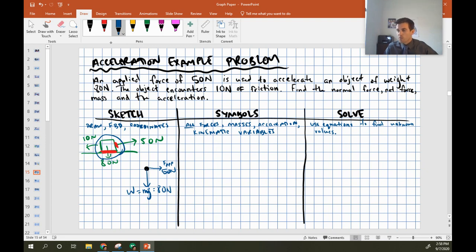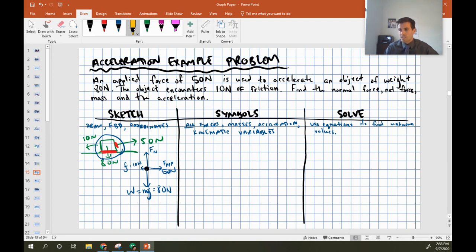And then I have two more forces. I have a very small force going this way, because 10 is much smaller than 50. So there's my force of friction, which is equal to 10 newtons. And then I have my normal force. I'm not going to assign a value to that yet, but I am going to say normal force is going straight up because it's perpendicular to the surface. That's what the word normal means in mathematical terms. It means perpendicular. So I've got my drawing, I've got my free body diagram.